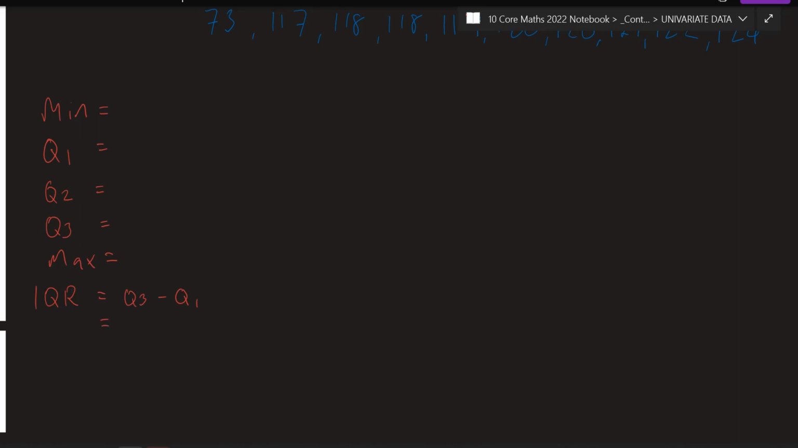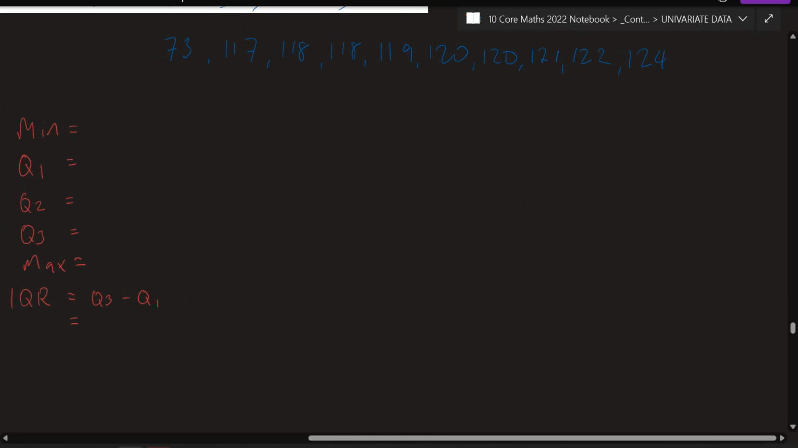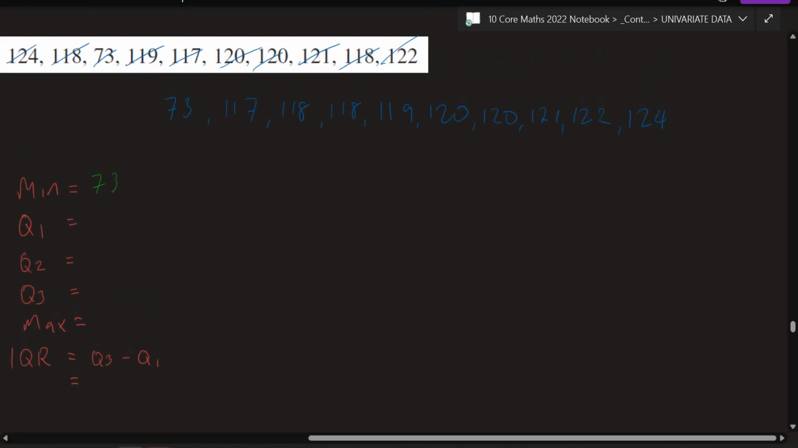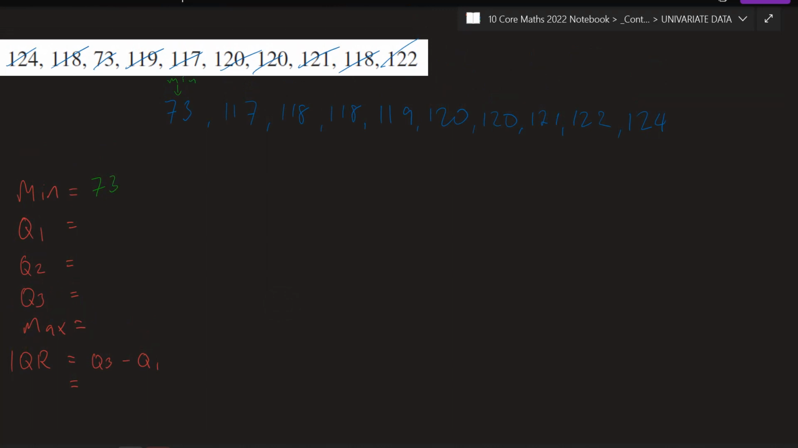All right, so let's do the data set. Let's find the numbers that we need to find. What is my minimum? Easy, 73. And you can list it out if you want to. You can literally just go, that's my minimum, if it helps. You don't have to do it, but it helps to list it out. Your maximum is 124. So you put in your maximum, 124. You can go fancy with it, use different colors, but it's fine if you don't want to.